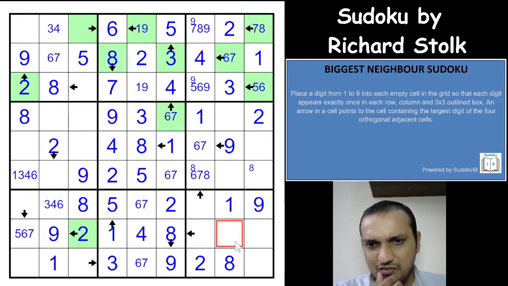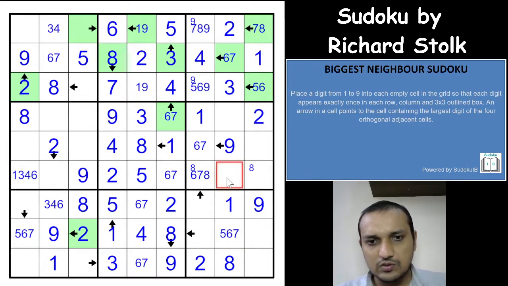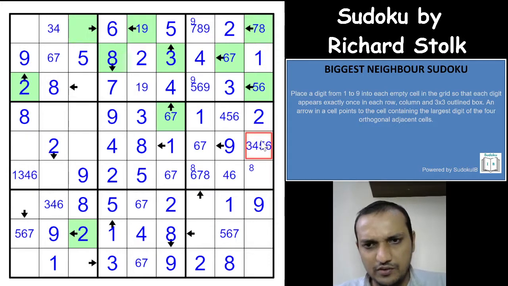6, 7, 4 and 5. 4, 6 and 7. 4, 5, 6 and 7. Okay, 7 is not possible in these two cells. Of course, because this cell wouldn't have anything. 1, 2, 3, 4, 5 and 6. 4 is not possible. 3, 5 and 6.